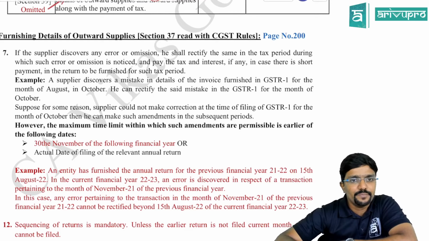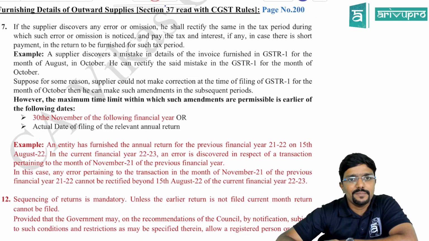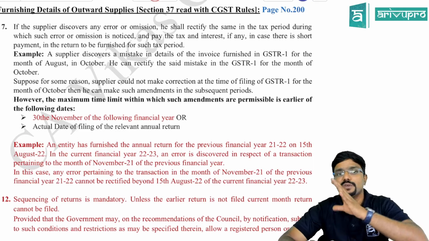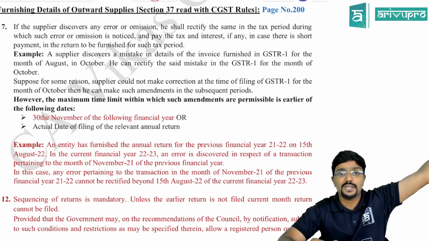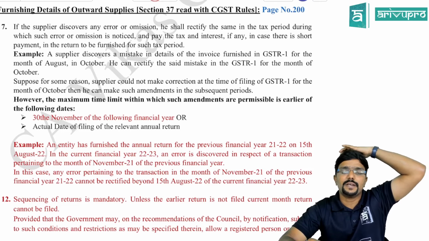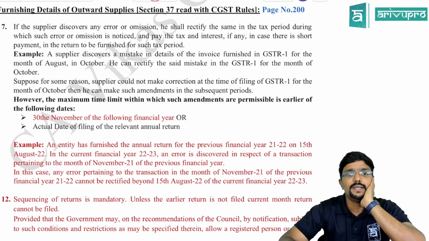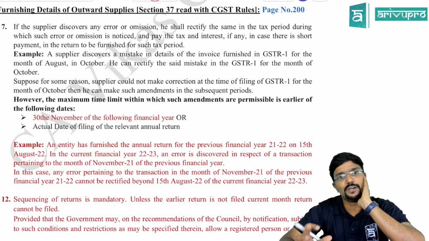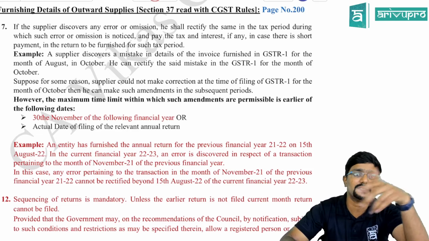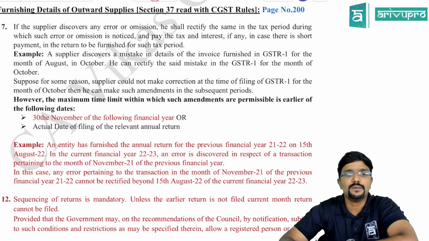Okay. Example. A supplier discovers a mistake in details of invoice furnished in GSTR 1 for the month of August. When did he notice it? In October. So he has already filed the return for August, but now there was a mistake which he noticed in October. He can rectify the said mistake in GSTR 1 for the month of October. Yes, he can do. For October, he will file GSTR 1. Can he rectify the mistake which he has committed in the August return? Yes, he can rectify.